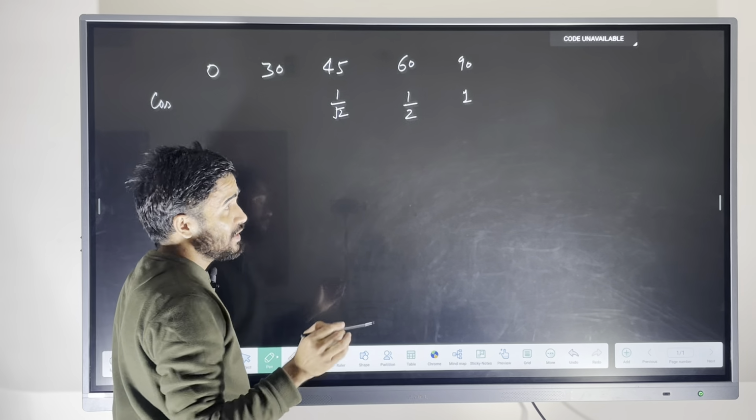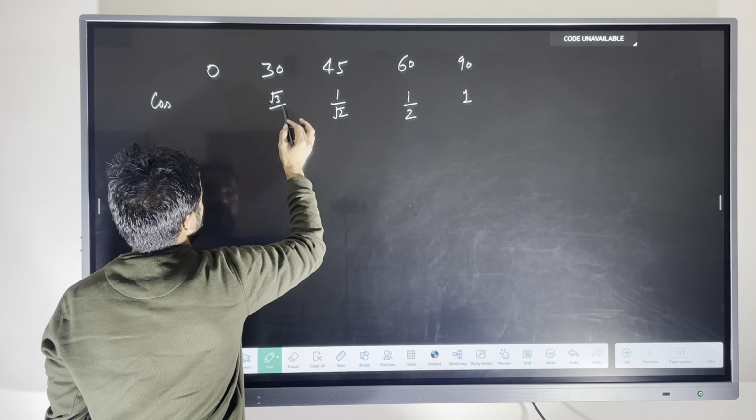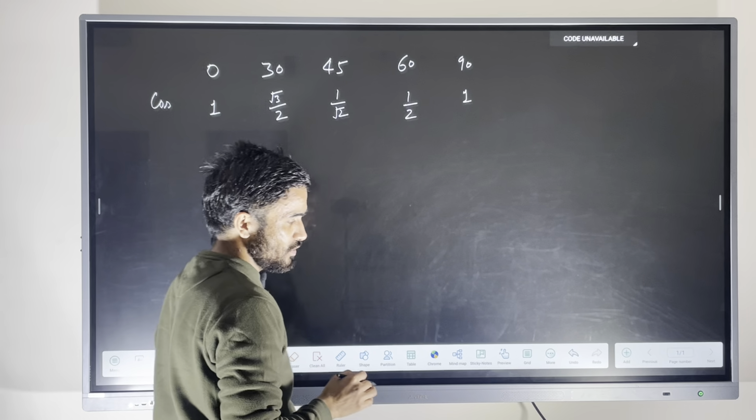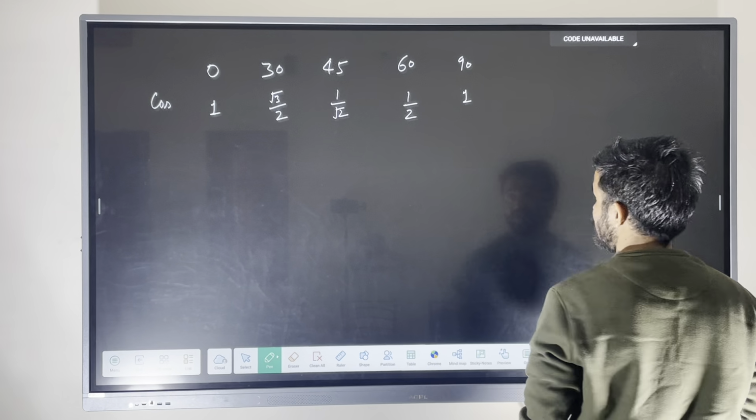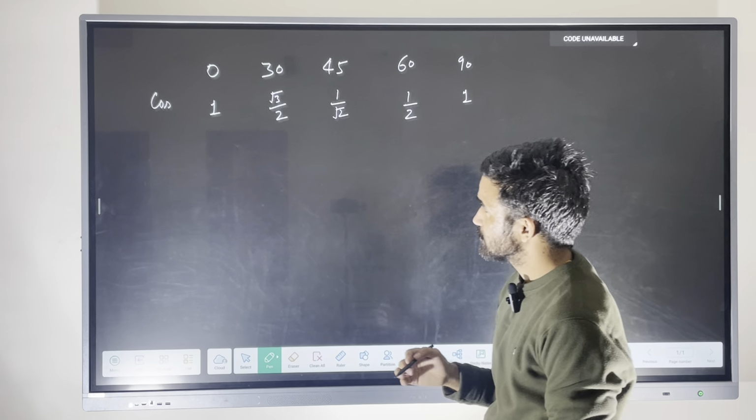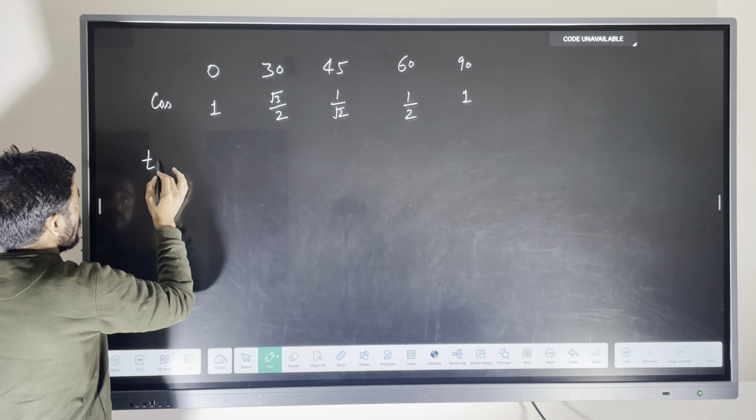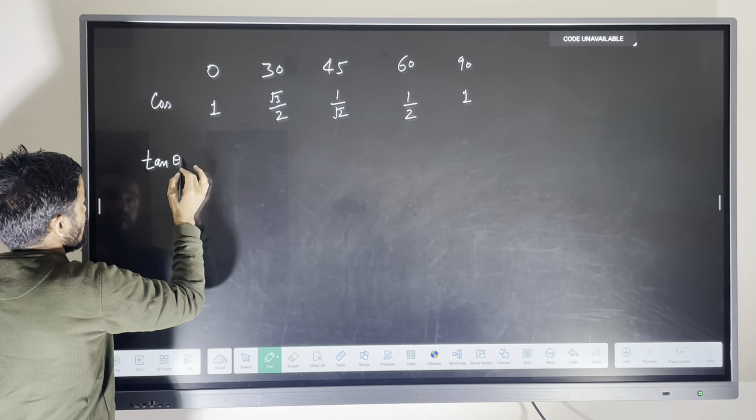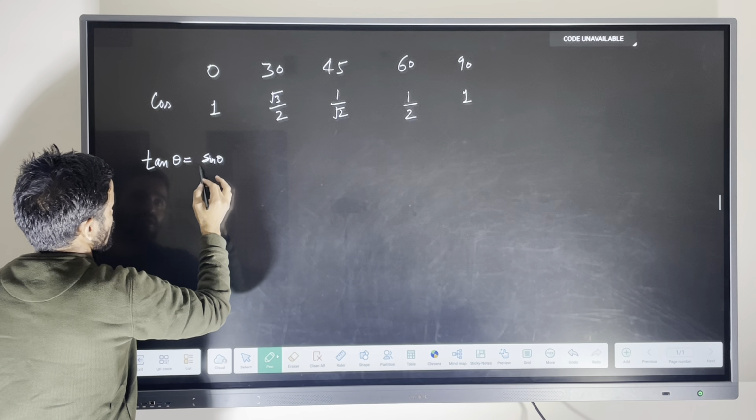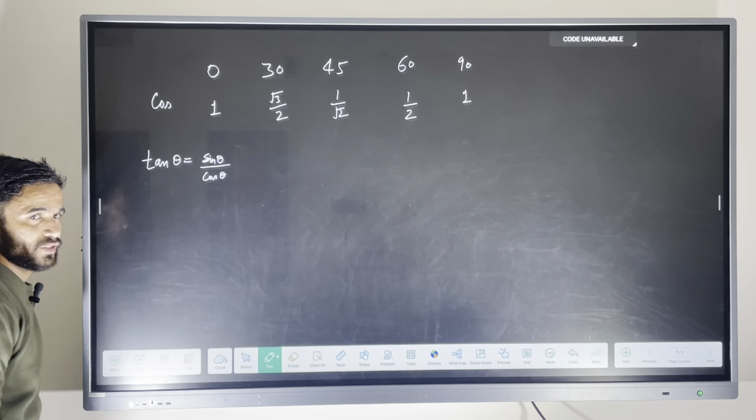Sine 60 and cos 30 have the same value, that is root 3 by 2, and sine 90 and cos 0 have the same value, that is 1. So now we have found the values of sine and cos. Now there is a formula of tan theta, that is sin theta upon cos theta.